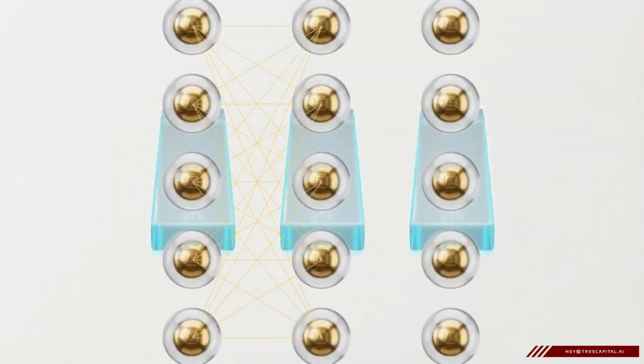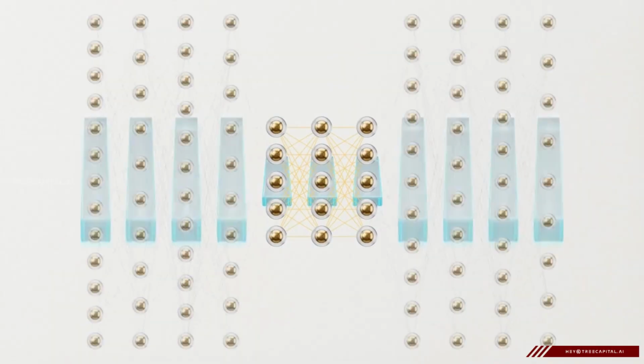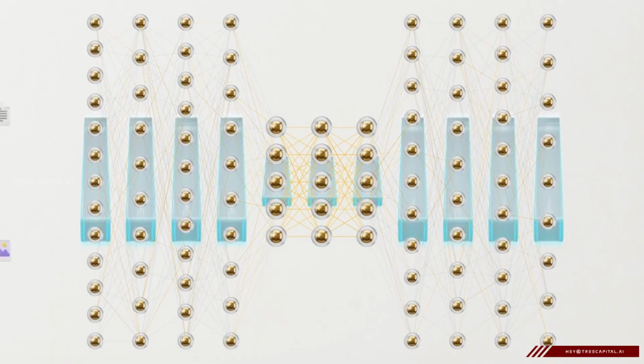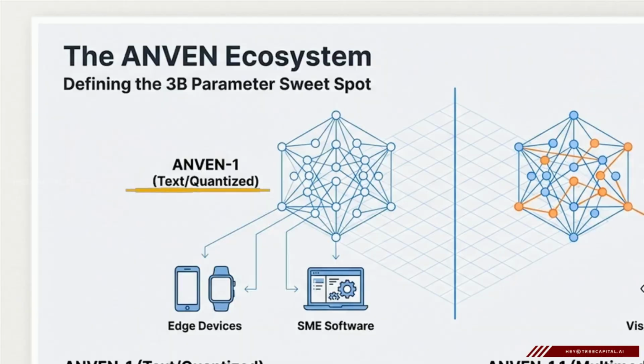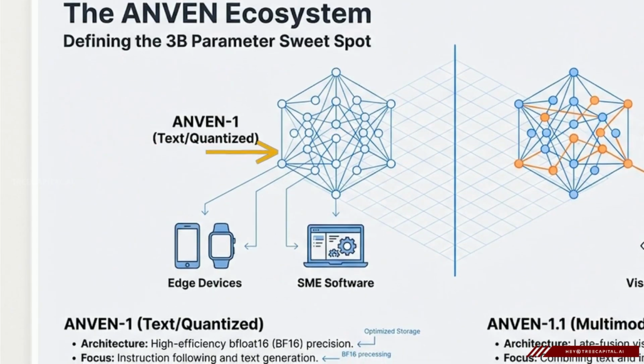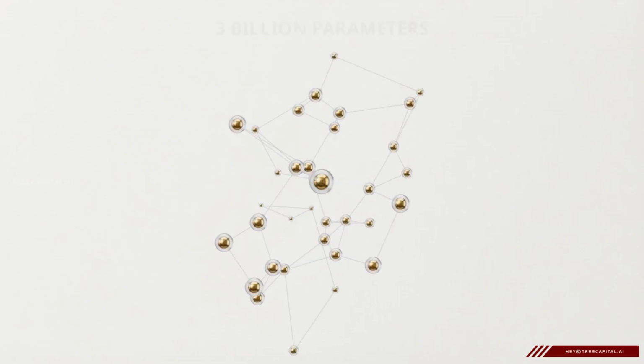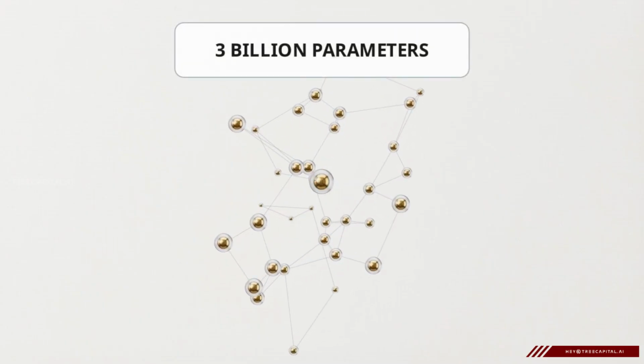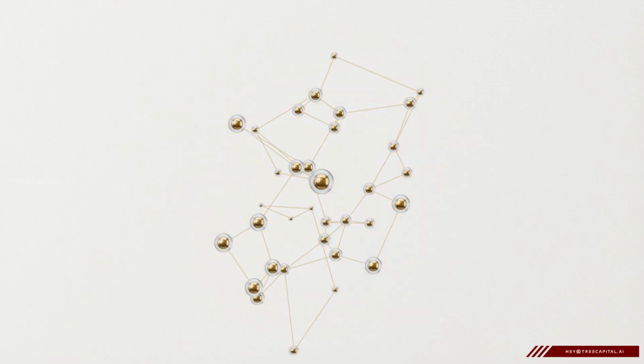Stacking billions of these specialized neurons creates a multi-layered neural network capable of processing massive datasets. The Anven AI architecture utilizes this scale, orchestrating 3 billion parameters, each one a specific weight or bias tuned for enterprise tasks. Expanding the parameter count to 3 billion allows the network to learn the statistical relationships between disparate data types, like words and pixels.